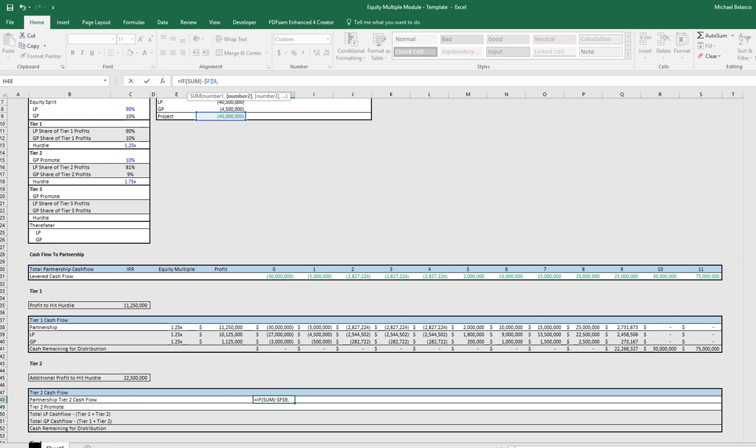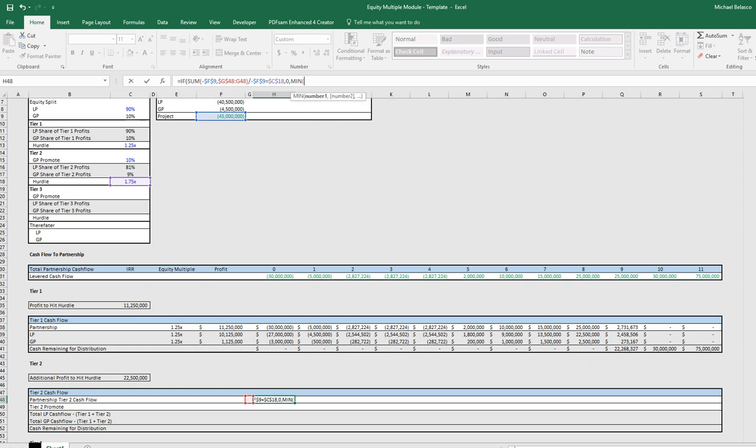plus the cash flow prior to the current period divided by the negative equity contribution equals our equity multiple, give us 0.